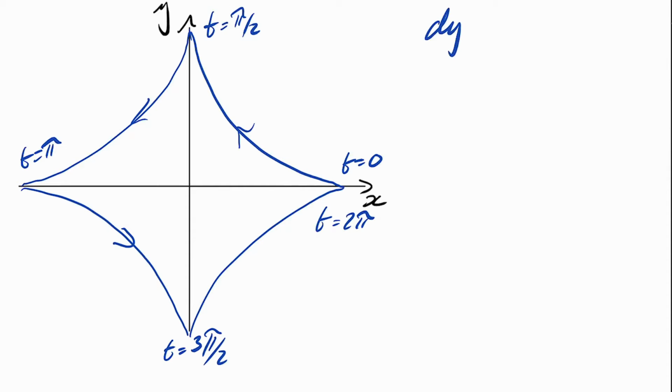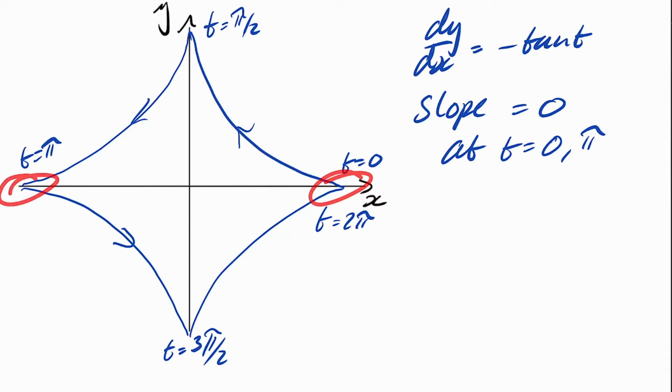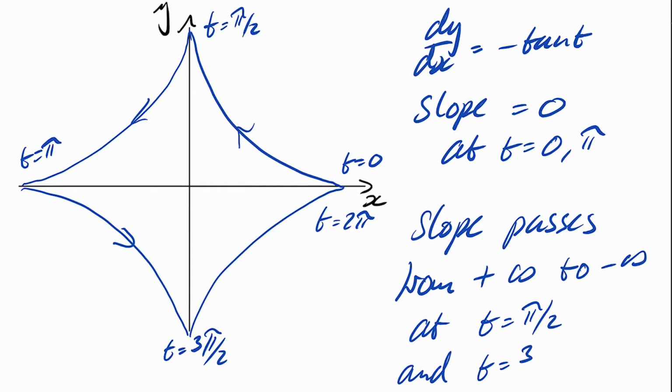If dy by dx is minus tan t, then the gradient is equal to 0 at t equals 0 and pi, and that correlates with the graph, so the gradient, or the slope of the curve, here and here, tends to 0. As we go through t equals pi by 2, the gradient goes up like this and then down again. So the gradient goes up to infinity and then becomes minus infinity as it goes down again. And the reverse happens at t equals 3 pi by 2.